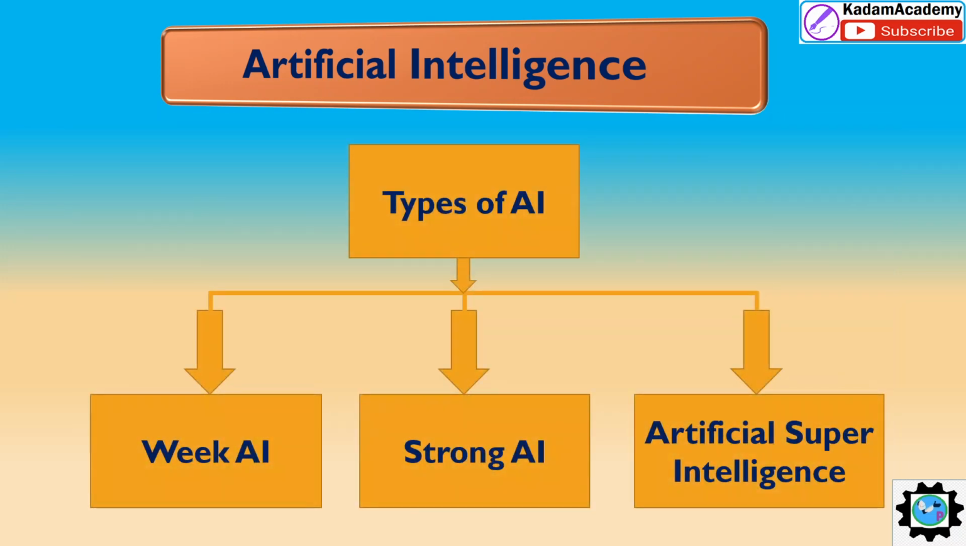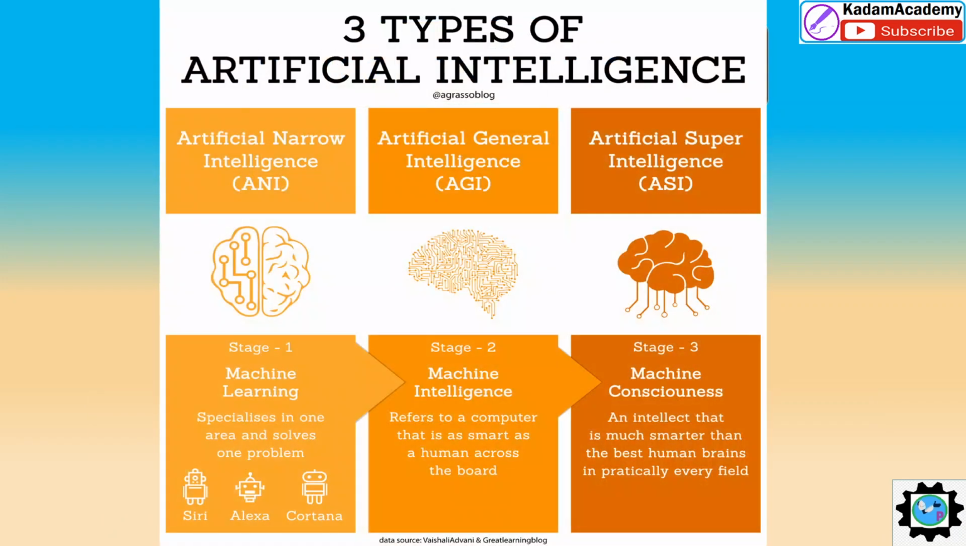There are three types of AI: weak AI, strong AI, and artificial super intelligence. If we go into detail on these three types: artificial narrow intelligence (ANI), stage 1, where the machine is specialized in one work area and solves one problem, like Siri, Alexa, Cortana. These are the work done in this field.